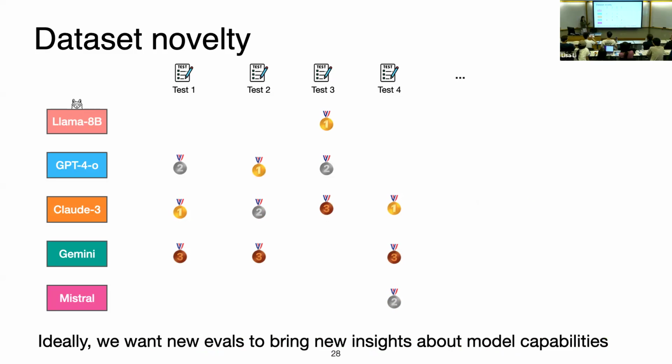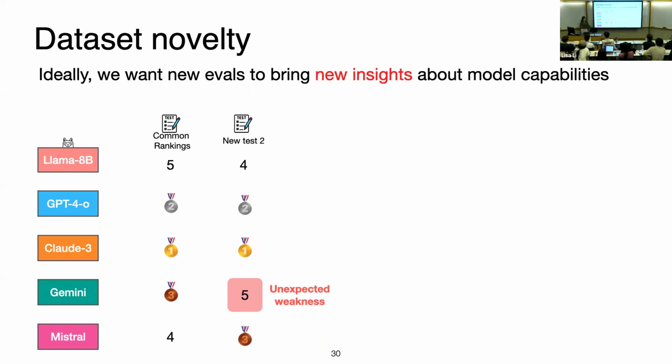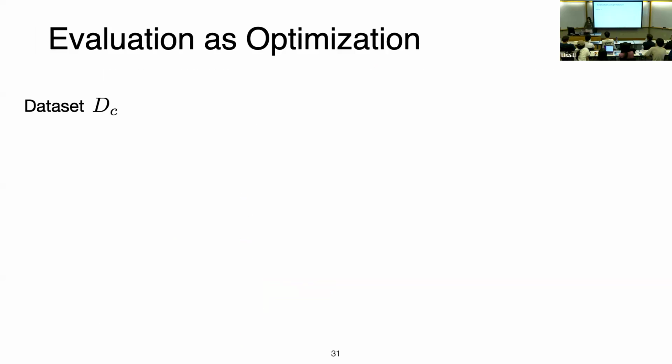It would be informative and interesting to have different datasets reveal different insights about model behavior, where different datasets would have different winners. For example, if the Mistral model achieves unexpectedly high performance compared with its regular ranking, it means that we've discovered some unexpected strength of the Mistral model. And if Gemini achieves a much worse accuracy compared with its regular ranking, then we've discovered some unexpected weaknesses in Gemini, maybe such as knowledge gaps or reasoning weaknesses. So roughly, this is the thing that we're looking for by optimizing for novelty.